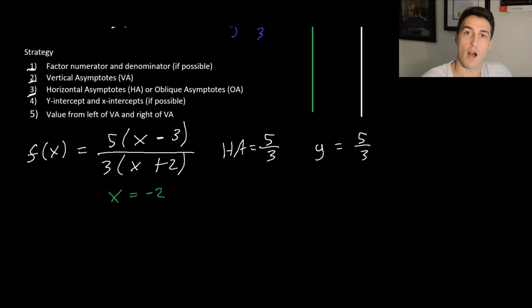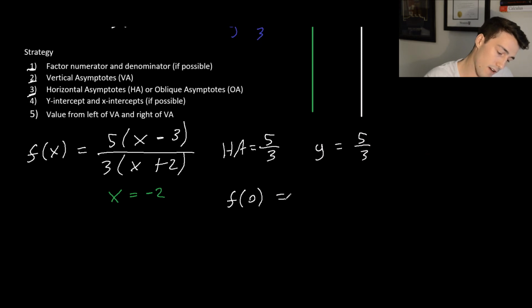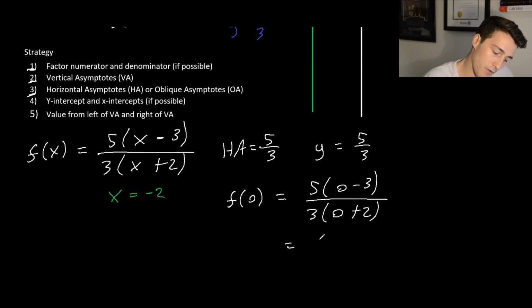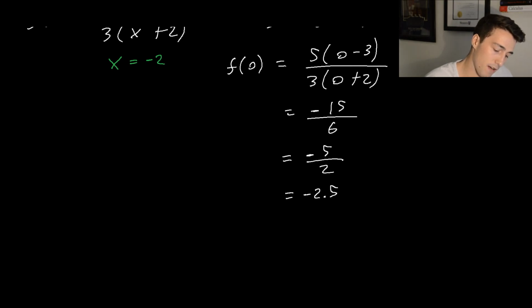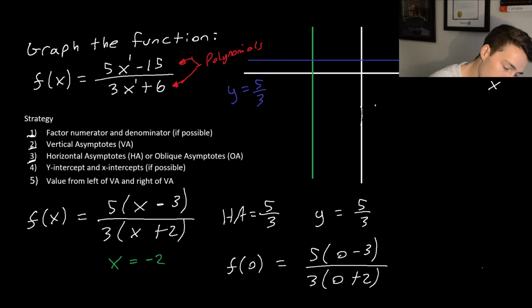Next, we can check the y-intercepts or x-intercepts if possible. So here, let's put in our intercepts. So let's do f where x is equal to 0. It's going to be 5 times 0 minus 3, and then 3 times 0 plus 2. So we're going to get a value of negative 15 on top, and then 6 on the bottom. So we can reduce this negative 15 over 6. We can divide by 3 for both the numerator and denominator. It's going to be negative 5 over 2, and that is negative 2.5. So that makes our y-intercept roughly there.